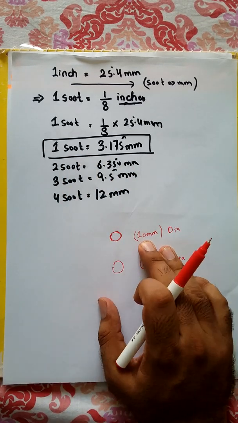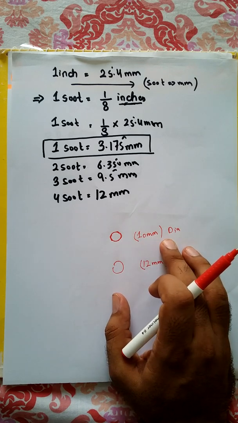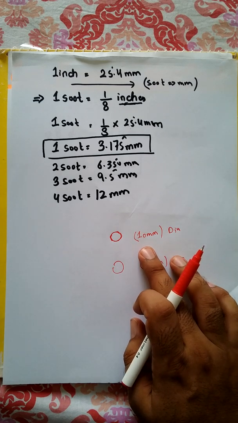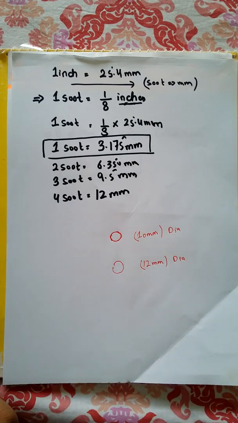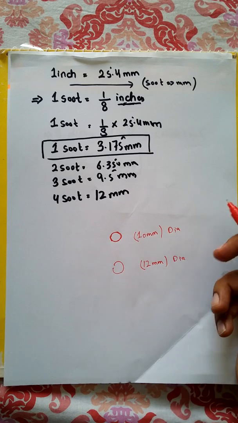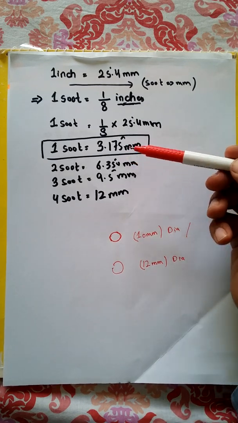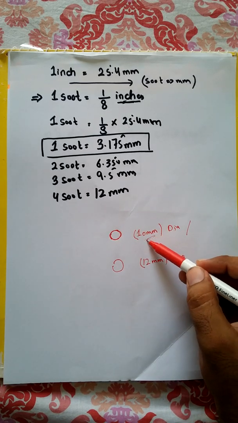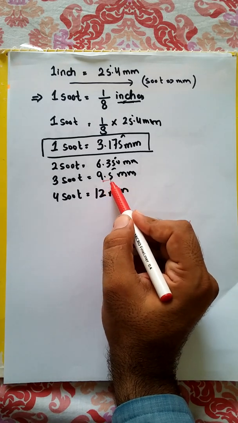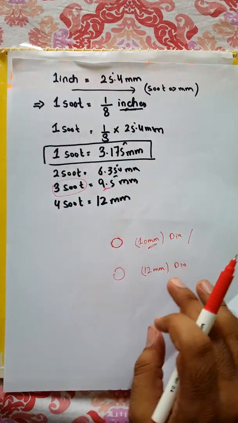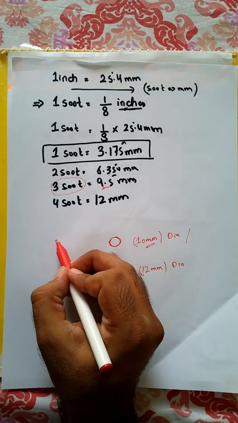If you tell them cut 10 mm dia, mostly they do not understand. Sometimes some people understand, but mostly they do not understand. You must tell them in suth, because they normally work in suth. So 10 mm is equal to how many suth? You can get it from this calculation. There is 9.5 mm, because steel diameter is 10 mm. So 10 mm is approximately 9.5 mm. So we can say that 3 suth. It means 10 mm dia is equal to 3 suth.